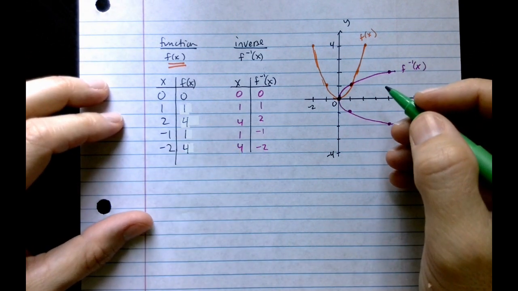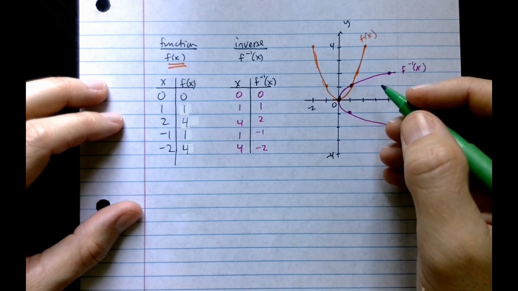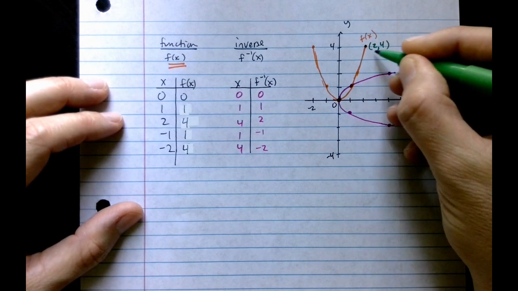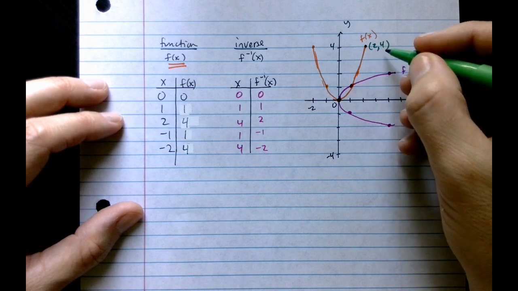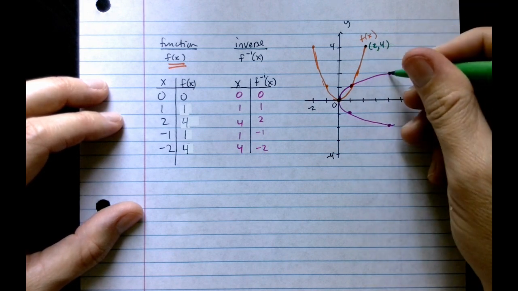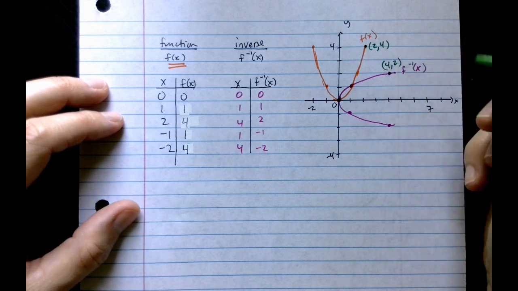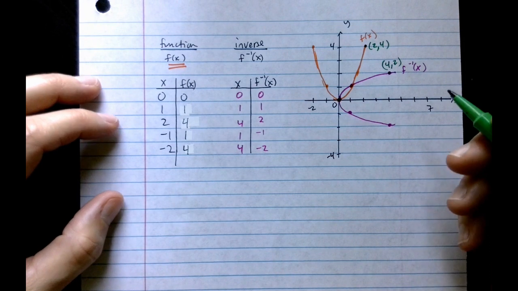So this is what's really cool about any function and its inverse. Let's look at this point, for example. This point is the ordered pair 2, 4 on the function. But if I switch 4 and 2, it becomes the ordered pair 4, 2 on the inverse. That's it. That's how simple that is.